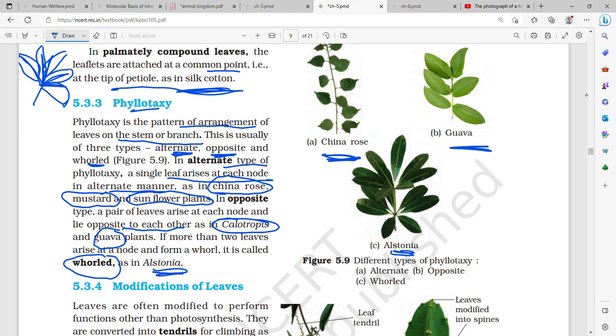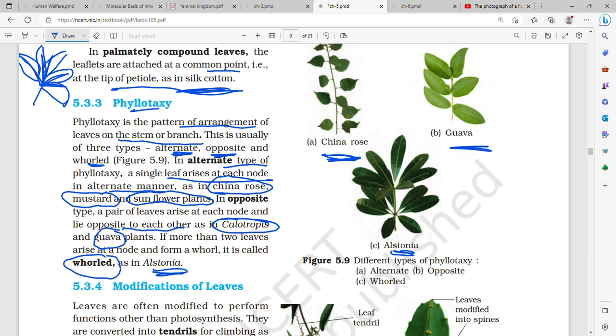Alternate, opposite and whorled. So phyllotaxy is the pattern of arrangement of leaves on the stem or branch, and there are three types of phyllotaxy. First is alternate phyllotaxy, second is opposite phyllotaxy, and third is whorled phyllotaxy. In alternate phyllotaxy, a single leaf arises at each node in an alternate manner. For example, China rose, mustard and sunflower show alternate phyllotaxy.